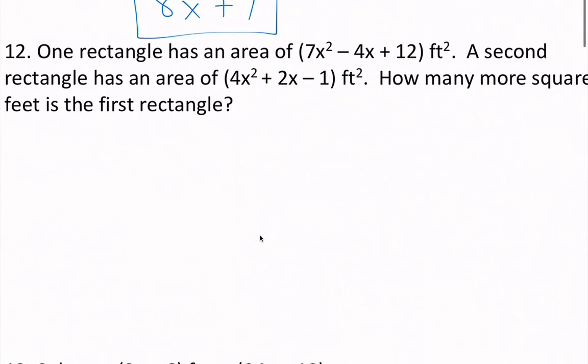So it says one rectangle has an area of 7x squared minus 4x plus 12. A second rectangle has an area of 4x squared plus 2x minus 1. How many more square feet is the first rectangle? So I know that this guy is bigger, but I want to figure out how much more bigger. So to figure out how much more, what I'm going to have to do is subtract. Okay, so my first rectangle is 7x squared minus 4x plus 12, and I'm going to subtract the smaller rectangle.